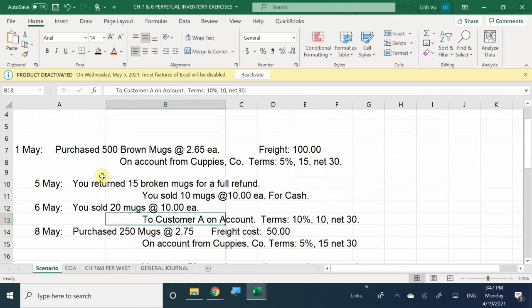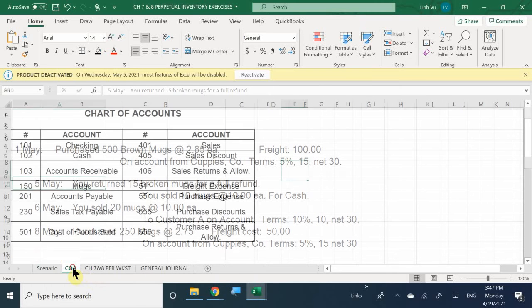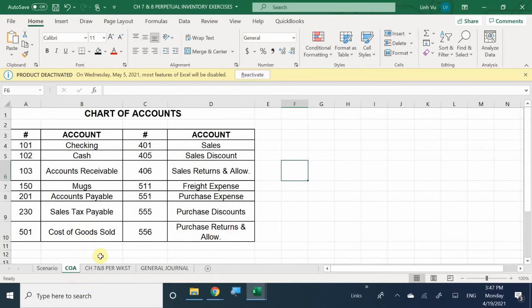So what happened next? May 5th, you returned 15 broken mugs for a full refund. Okay, so we ended up returning 15 of the broken mugs. So let's journalize first, get the accounts down, and then calculate the rest afterwards. So let's check out my chart of accounts.